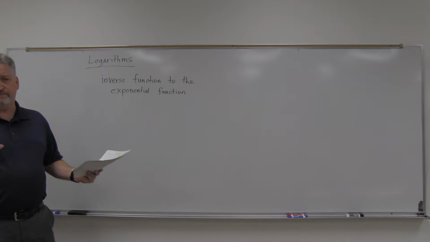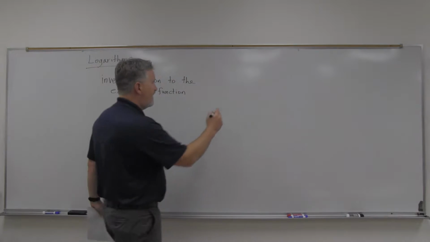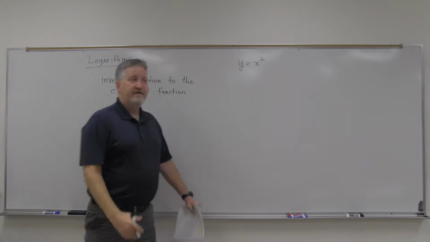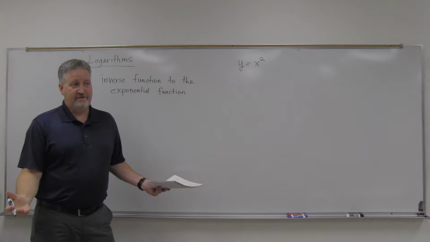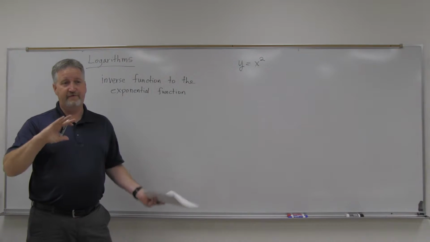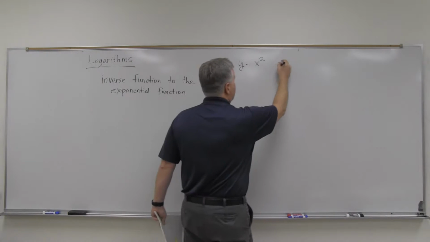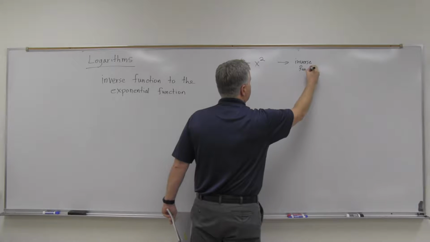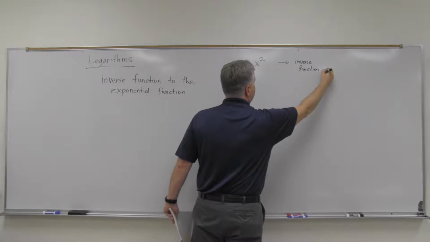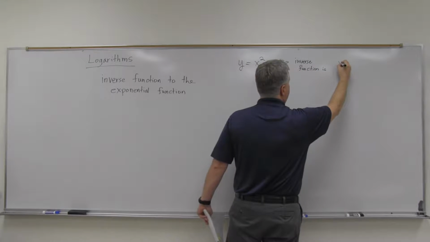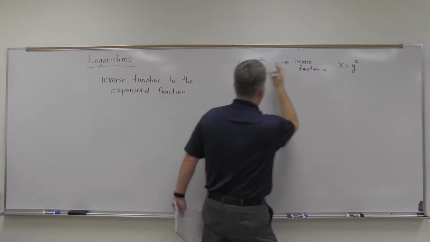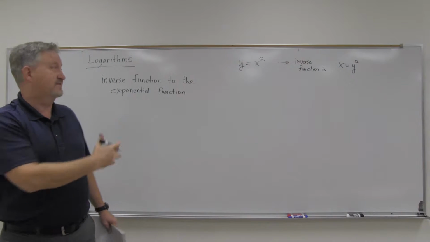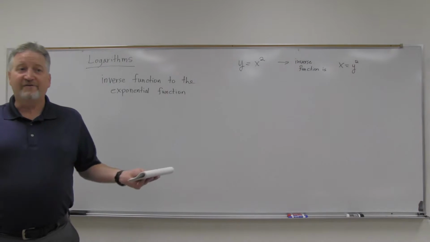and the y. For example, if I have y equals x squared, very simply, the inverse function flip-flops the x and the y. And so the inverse function of that would be x equals y squared. Just wherever there's an x, put a y, and wherever there's a y, put an x. In this case, there's just one of each. But that's what an inverse function does.